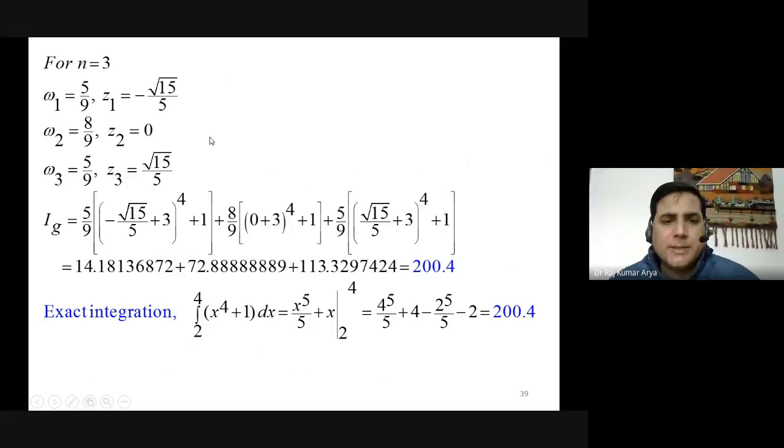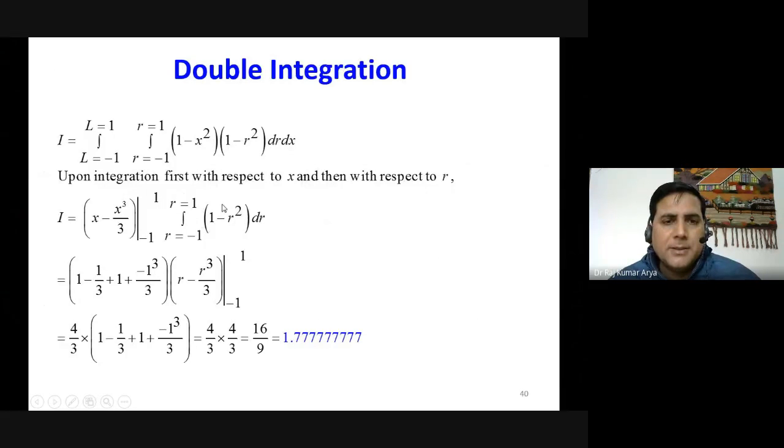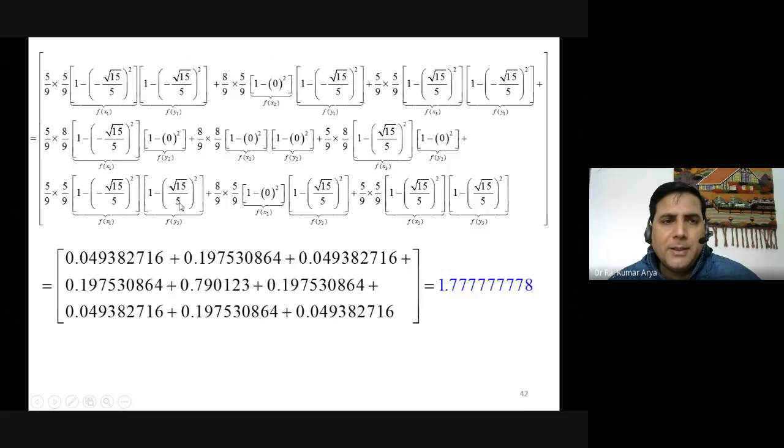So if you calculate your function, you already know the function because that was 1 minus x square. At the place of x, you have the first point, minus root 15 by 5. Next is 1 minus r square, so this is your first point, z1, multiplied by weight w1. You put in your functions and the corresponding weights, calculate that, and you end up with this one.